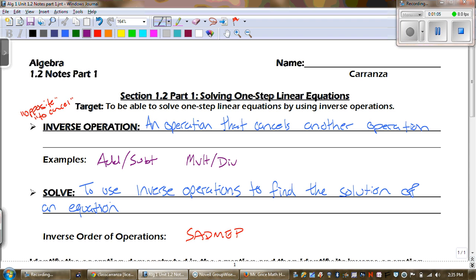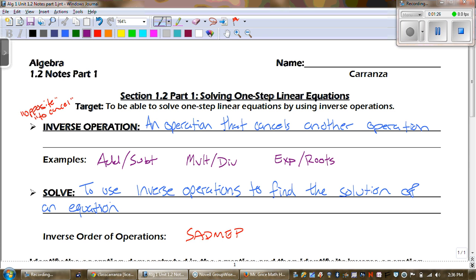And now there's actually one more: the opposite of exponents. You might need to look on your calculator for that one, but the opposite of exponents are actually roots. Now there's not going to be a ton of those, but you will see those from time to time.